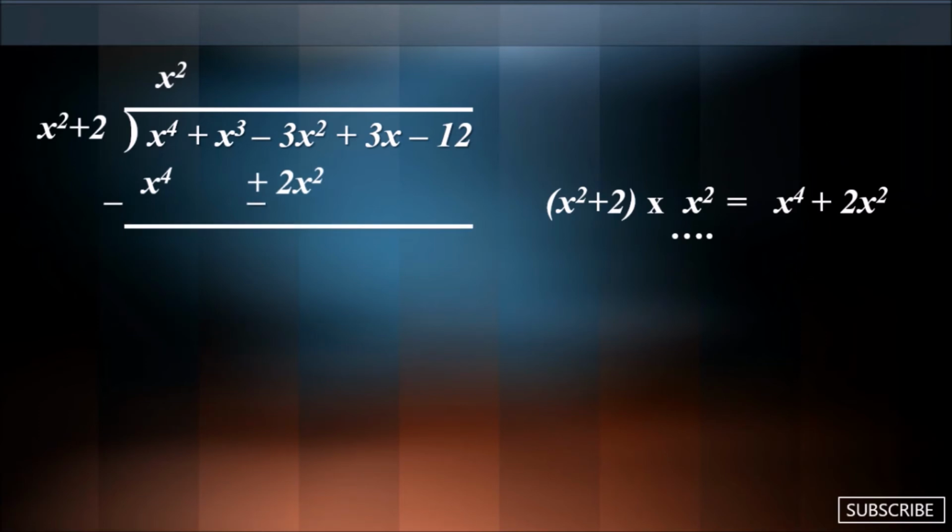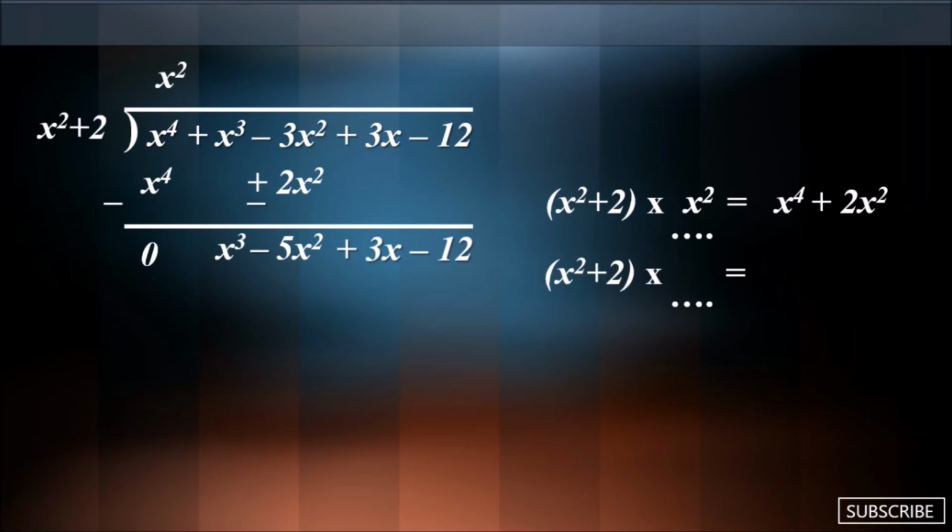X raised to 4 minus x raised to 4 is 0. X cube we have to take down as it is. Minus 3x square minus 2x square, it becomes minus 5x square. The remaining terms plus 3x minus 12 we have to take down as it is. Take the divisor once again in multiplication form. Now our expected answer is x cube.